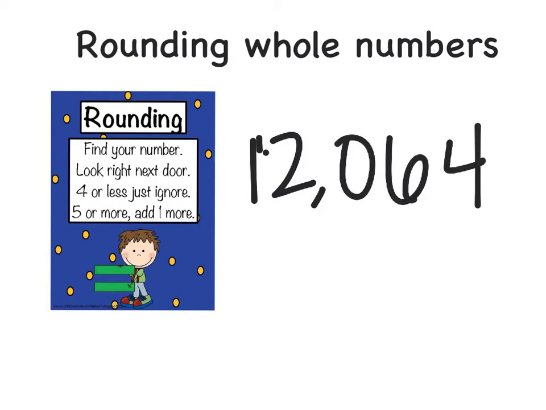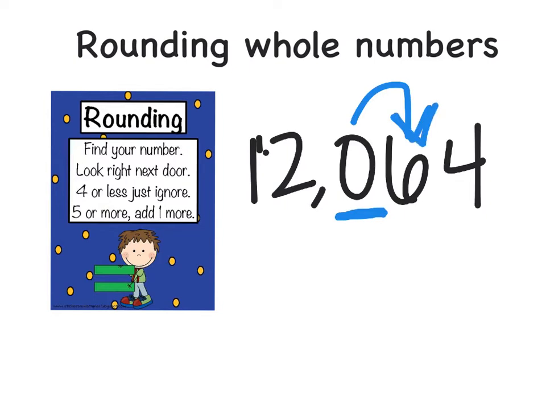12,064, and it says round to the hundredth spot, or the place of the underlined digit, which is the hundredth place value spot. We would use our rhyme to help us. It says find your number, so here's the hundred spot. Look right next door. 4 or less, just ignore. 5 or more, add 1 more.